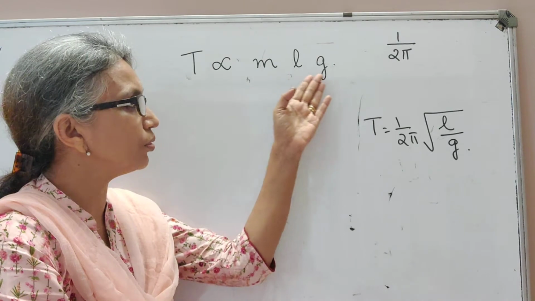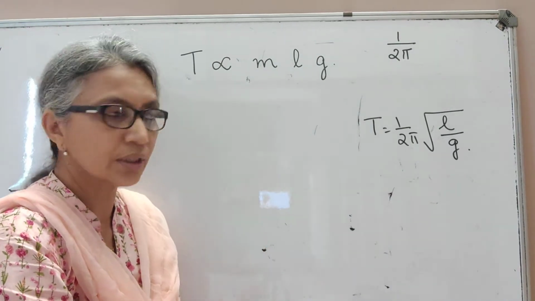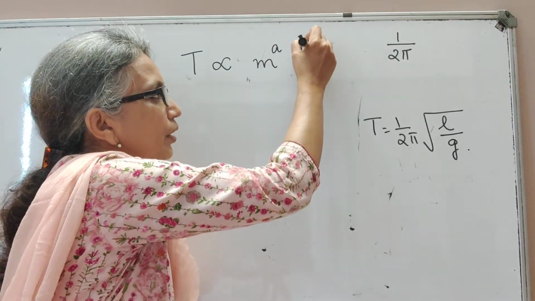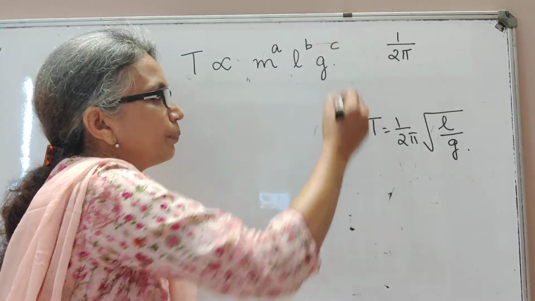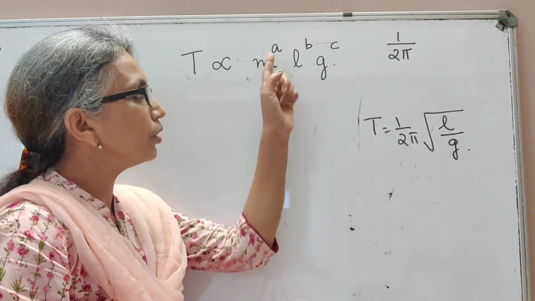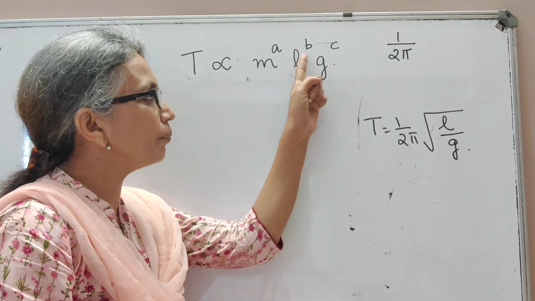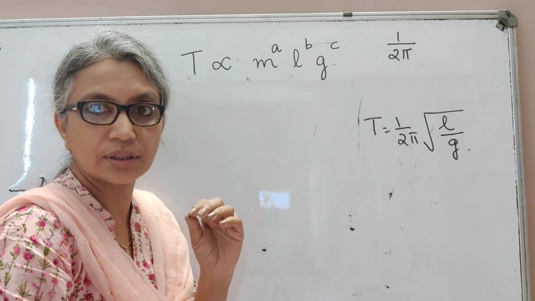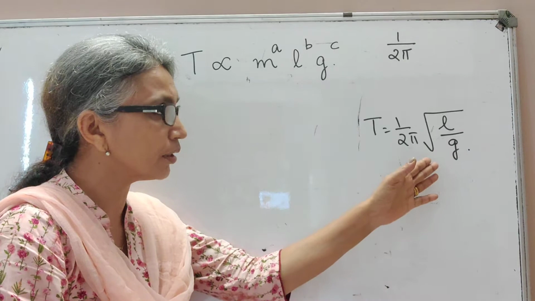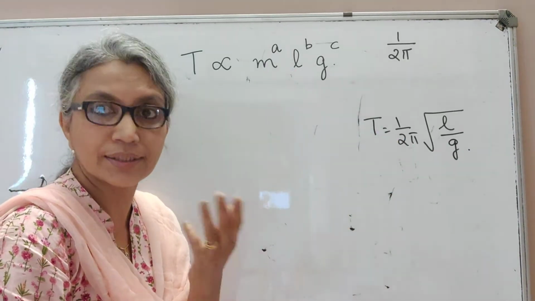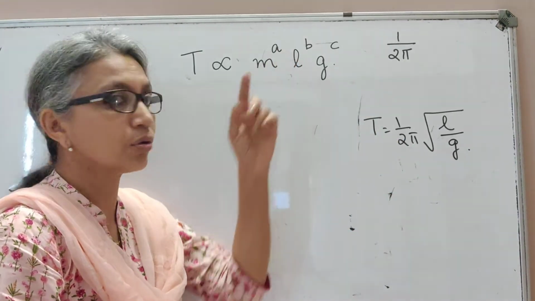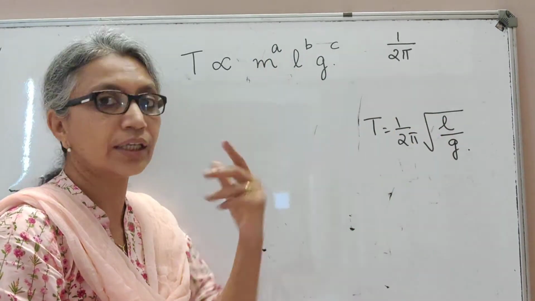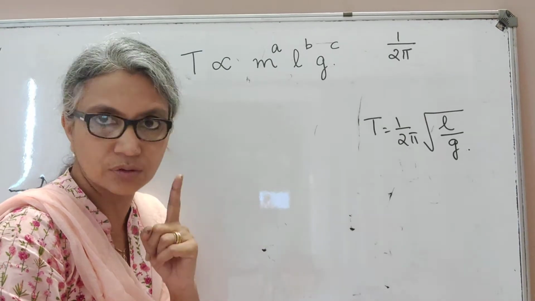But in the question they told you how it depends. So what we'll do is write down, let this be raised to power A, let this be raised to power B, and let this be raised to power C. If you are able to find the values of A, B and C, then you can relate the quantities. Coming to mass, what will you get A as? You should get A as 0, because anything raised to 0 is 1, and it does not appear in the formula. So m raised to 0 you will get as 1.